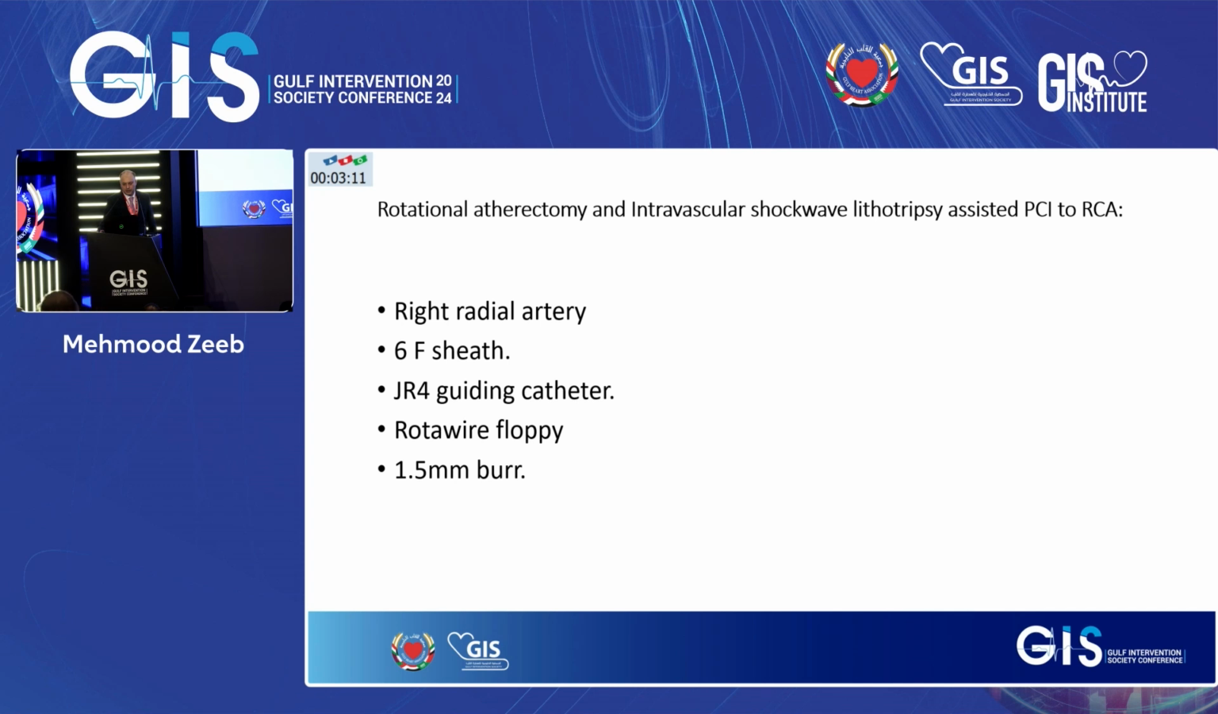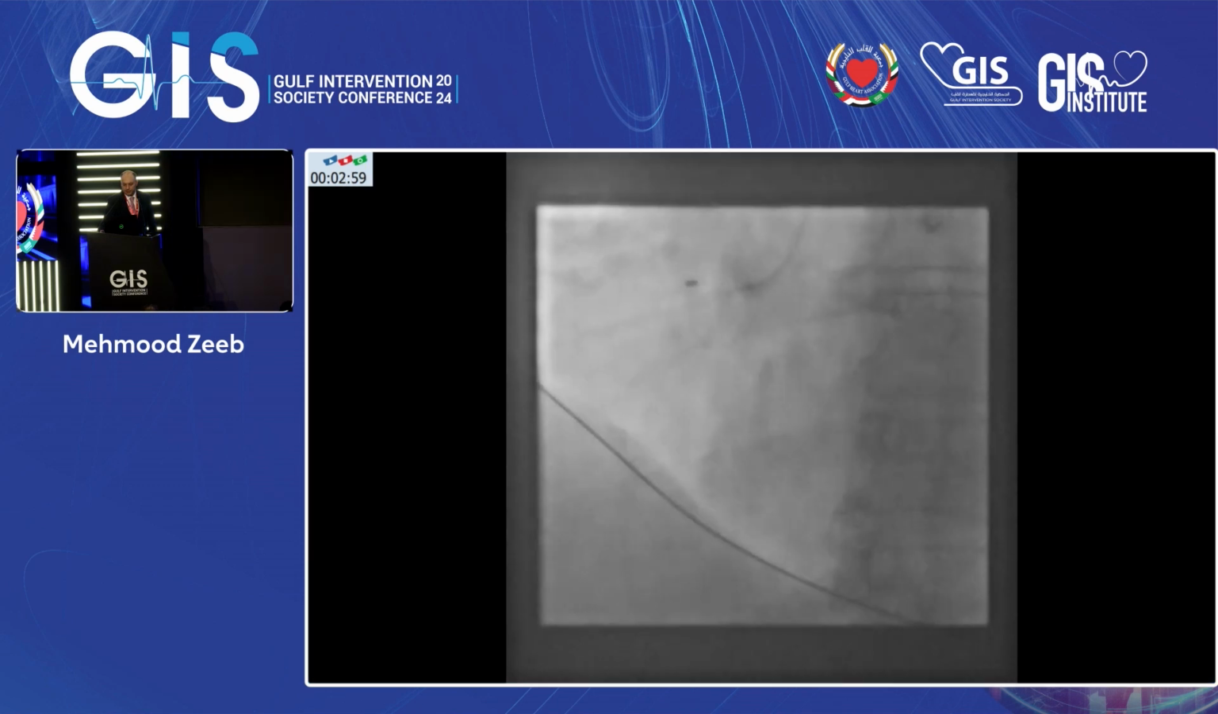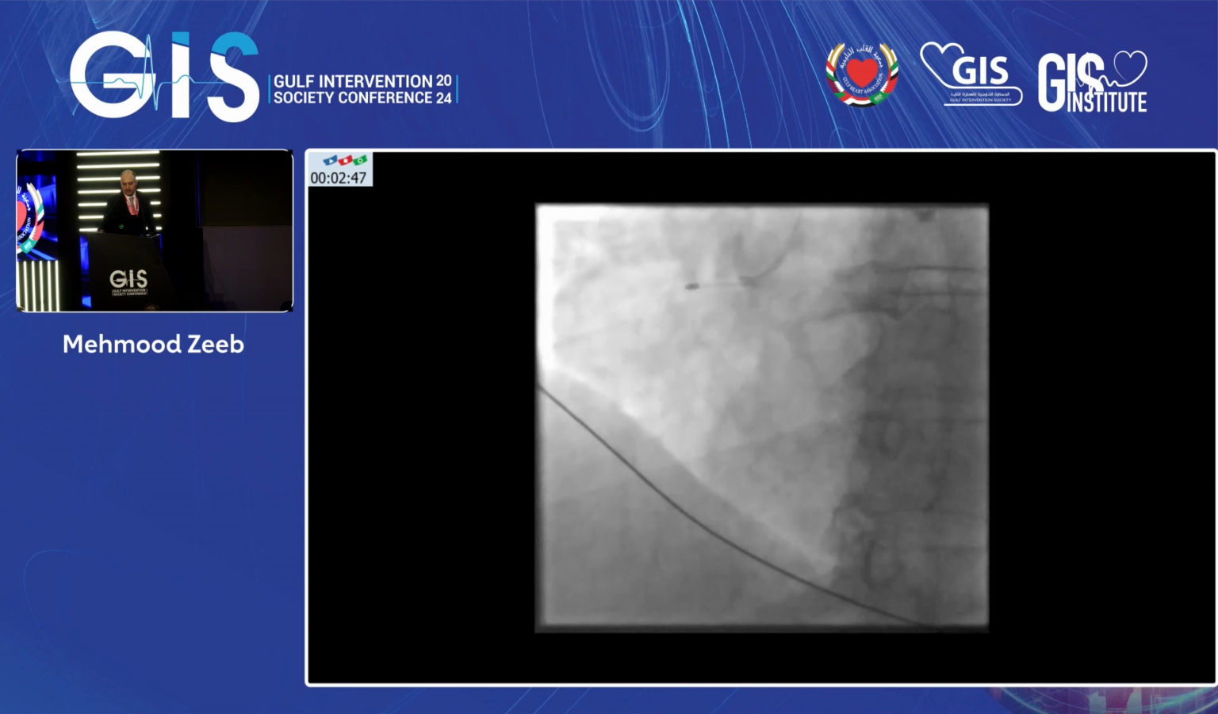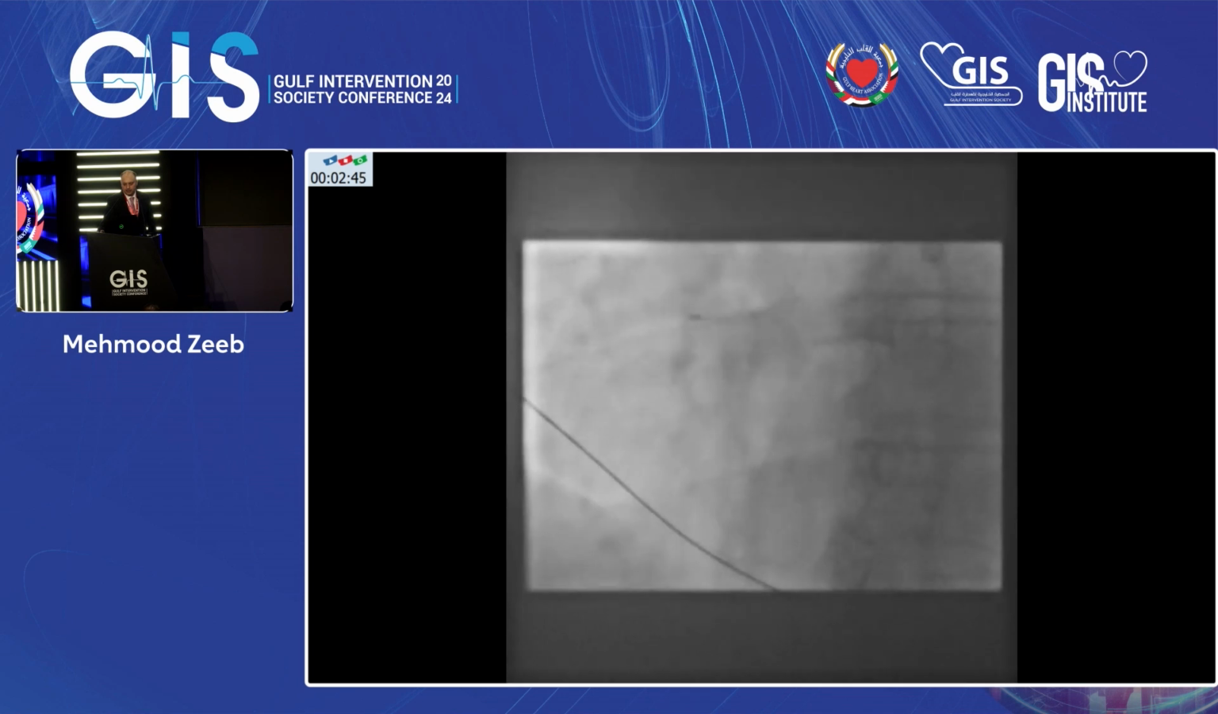This was the strategy. I used the right radial artery access and a 6-French sheath. I did this immediately after the circumflex. A GR4 guiding catheter was used, RotaWire Floppy was used, 1.5 burr was used. Across the lesion, the patient developed bradycardia. I gave him atropine 0.5 milligram IV, and then we carried on with further rotational atherectomy.